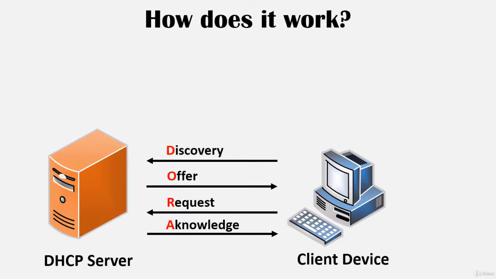When a device, here the client, is first connected to the network, it broadcasts a request to all devices present on the network, asking if there is a DHCP server. If a DHCP server exists, it will reply to the client by offering it an IP address. The client then will request the IP address from the DHCP server. Finally, the DHCP server assigns the client the IP address.